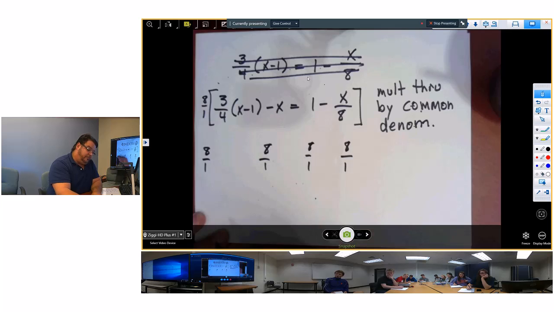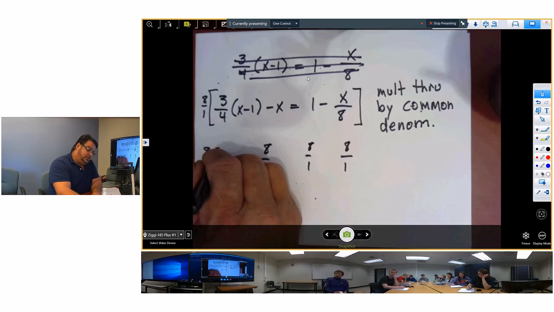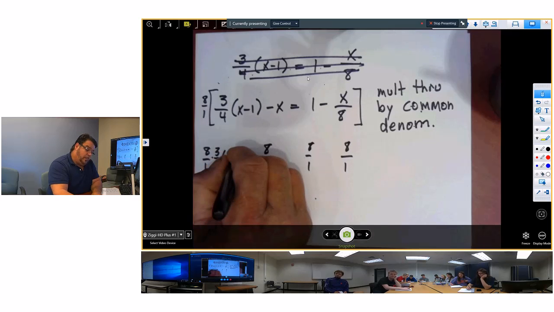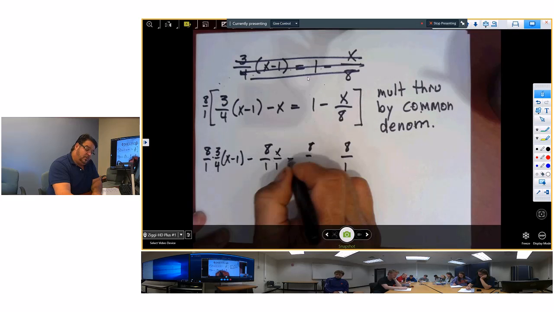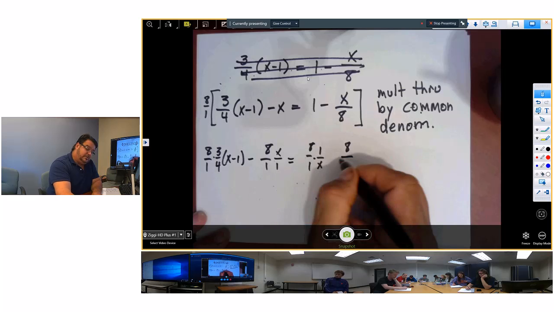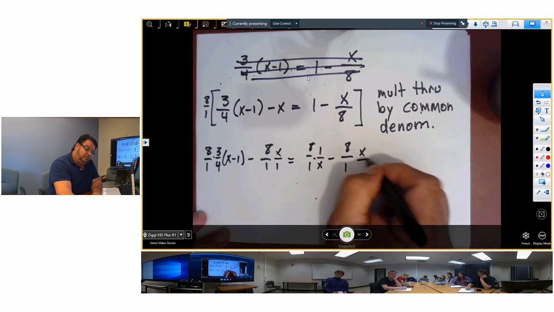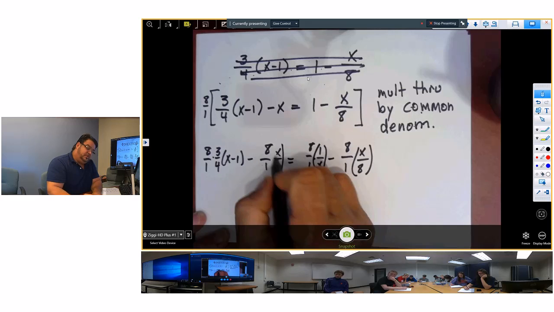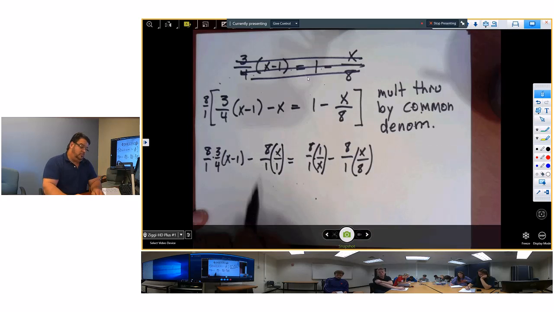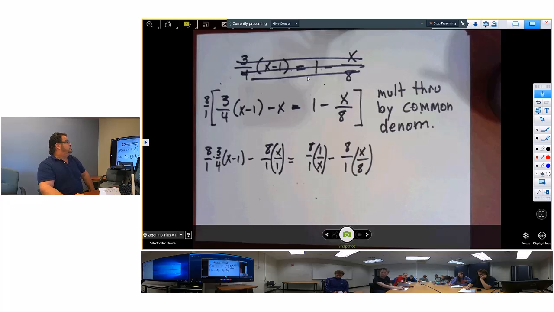And I'm going to rewrite my problem. 3/4 times x minus 1 minus x over 1 equals 1 over 1 minus x over 8. So what's in parentheses is pretty much what's up here. Now, what happens when you multiply through by the common denominator? What happens to all the fractions in your problem? They cancel out.